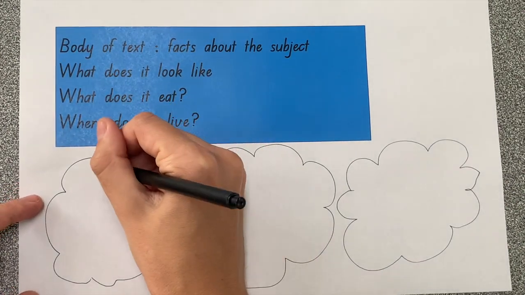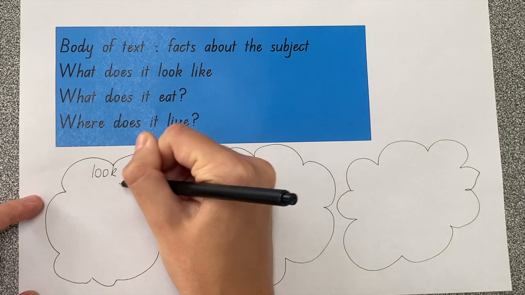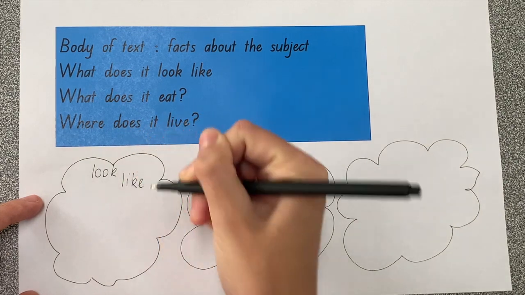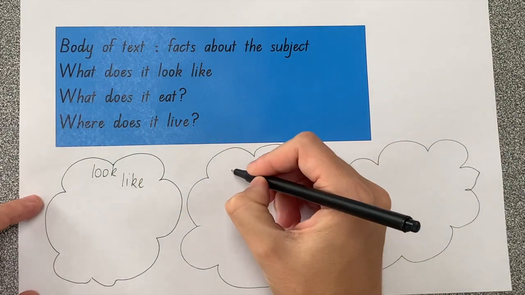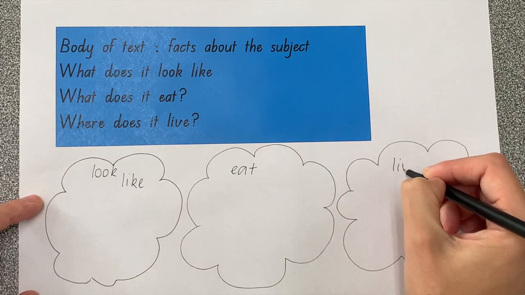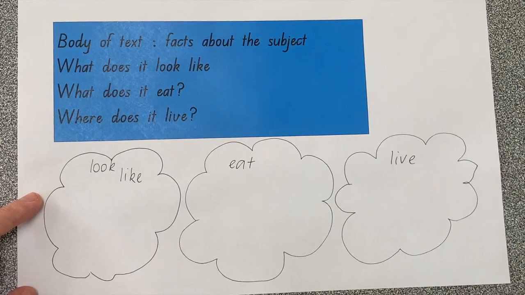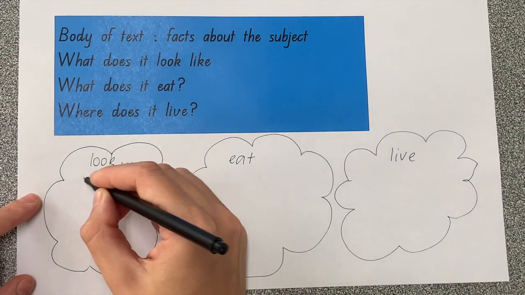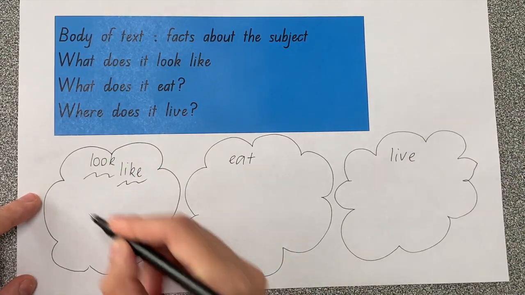So the first bubble is, what does it look like? What does a dog look like? Our second bubble is, what does it eat? Our third bubble is, where does it live? Let's think about what a dog looks like.